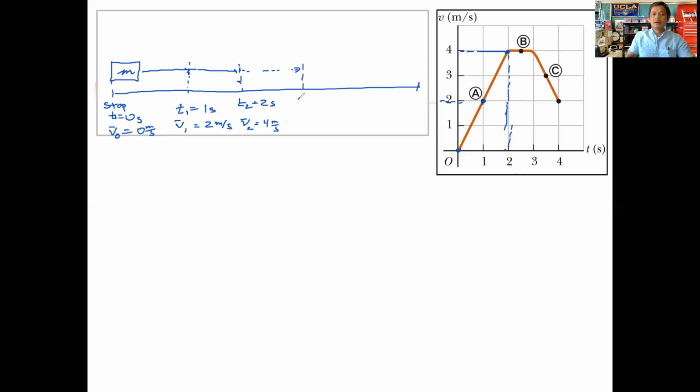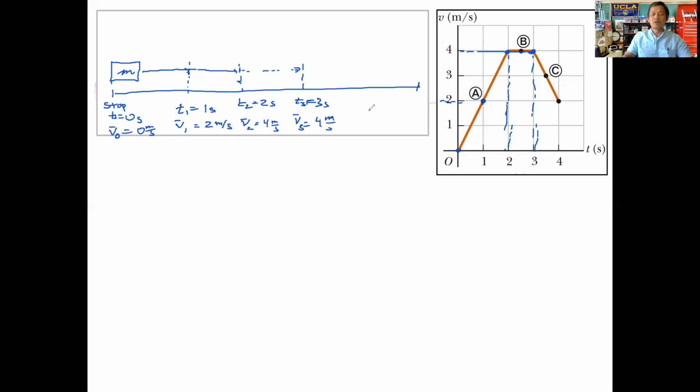Okay. At t is equal to 3 seconds, same thing. We trace up our line to the graph, and then trace over to the y-axis, and we notice then that at t is equal to 3 seconds, his velocity is 4 meters per second.